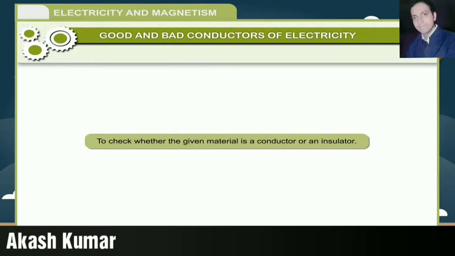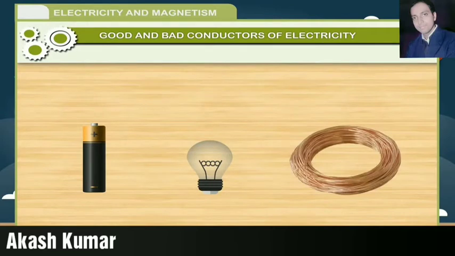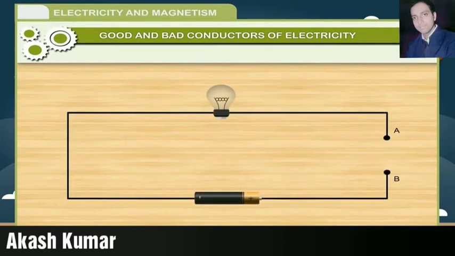Activity. To check whether the given material is a conductor or an insulator. Take a dry cell, a small torch bulb, and copper connecting wires. Connect these as shown in the figure, leaving a gap AB. With the gap, the circuit is not complete and the bulb does not glow. Now, take a paper clip and fit it in the gap AB. You will find that the bulb glows.